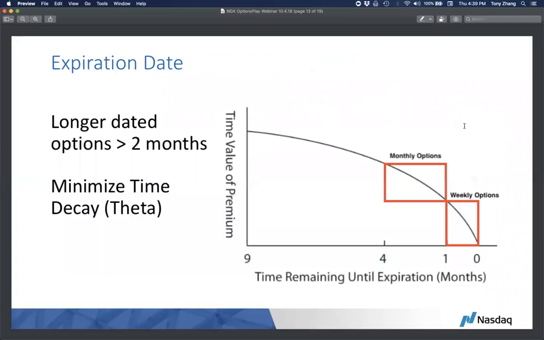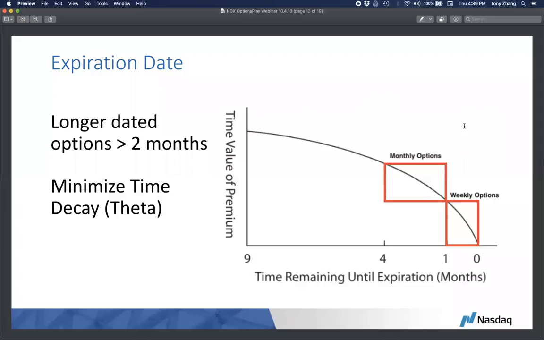Next, I want to talk about expiration dates. I think the two questions that most people ask when it comes to buying a portfolio hedge are: what expiration date and what strike price should I use?